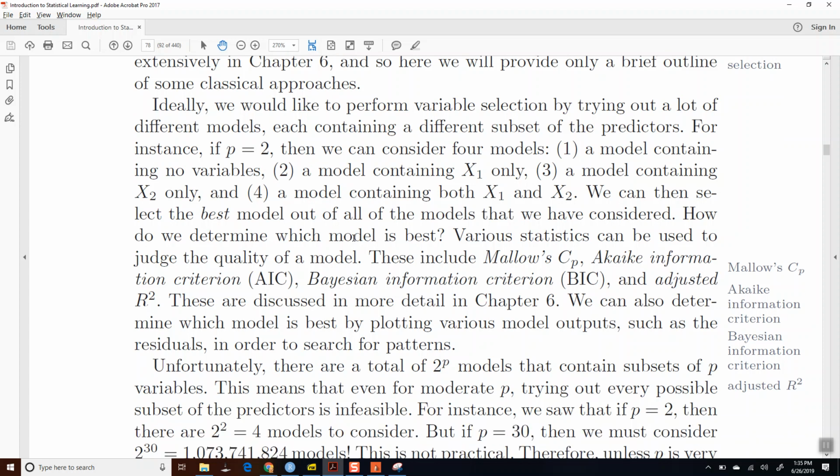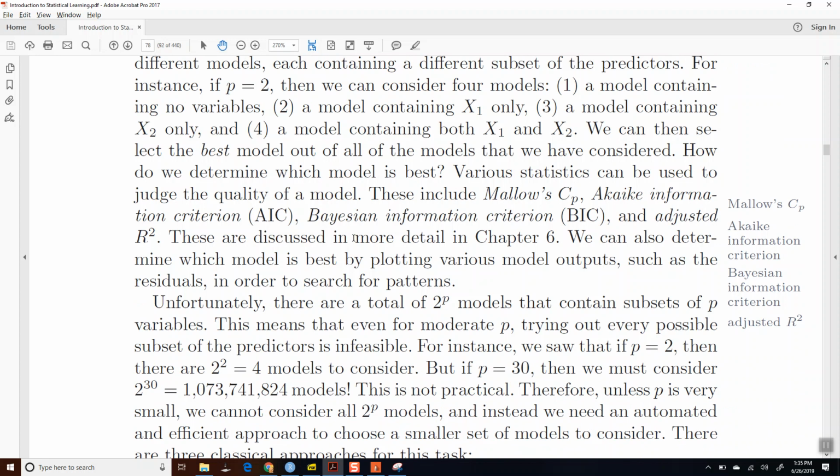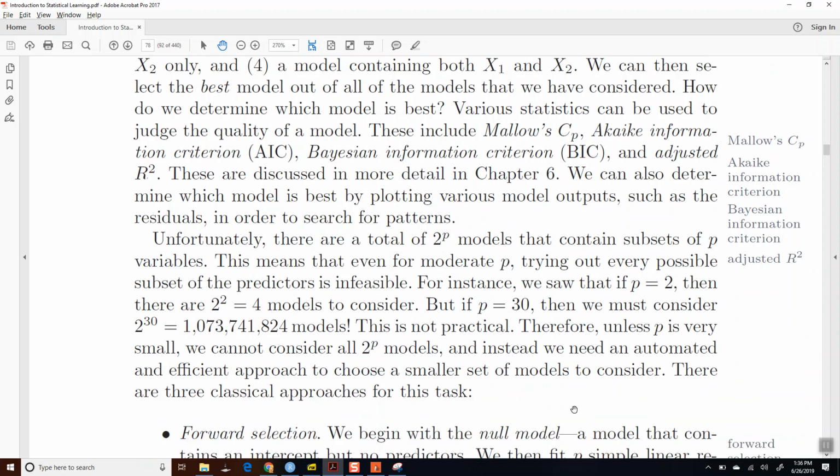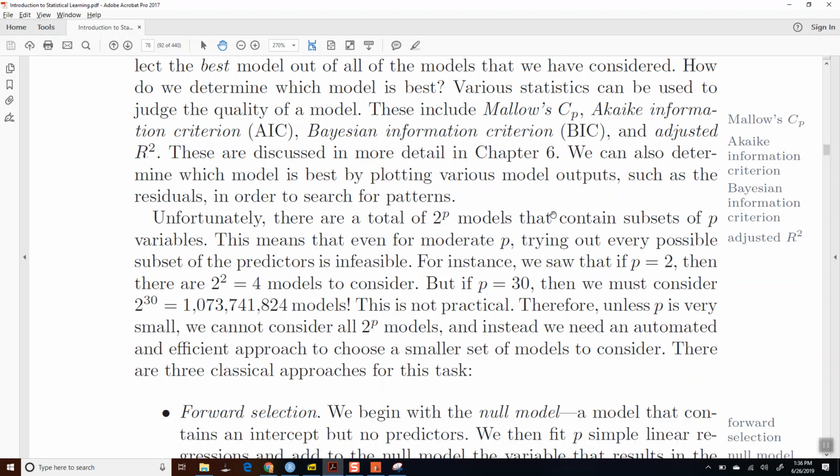And we've got different statistics. You've got your AIC and your BIC and your adjusted R-squared, which we'll talk about in chapter 6. But if you've got more than 2 variables, then there's 2 to the p models to be considered, right?